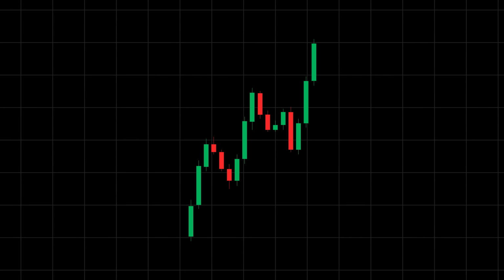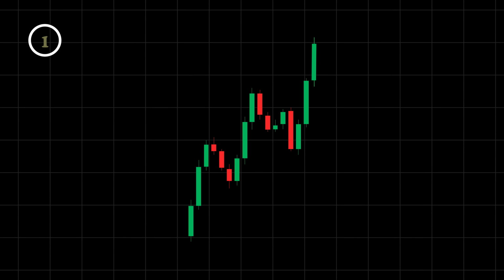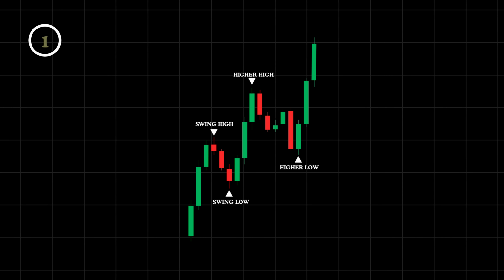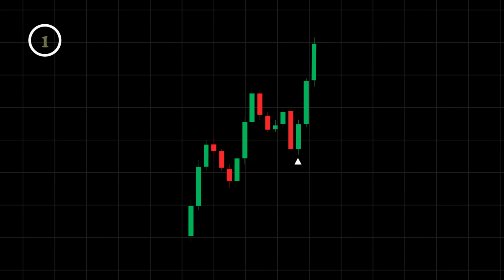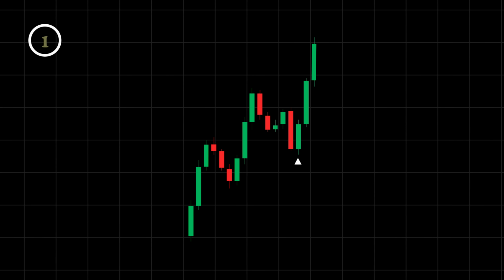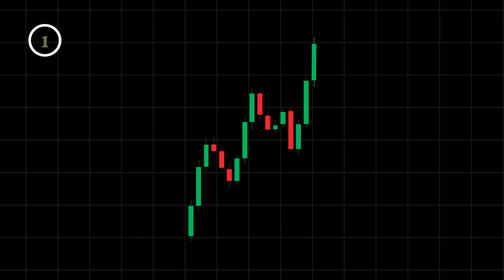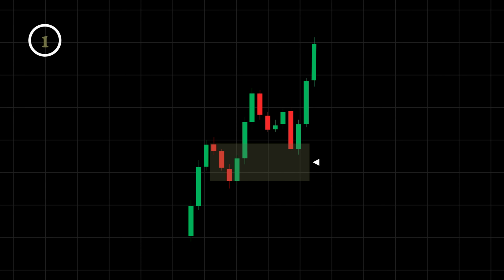So let's begin with step 1, which answers the question, what exactly are order blocks in trading? In this chart example, the first thing we can observe is that the market is following an upward trend. However, when we focus on this second leg of movement, you might ask, why did price decide to rally from this exact point? Looking to the left side of the chart gives us the answer. We can see a bullish order block, which served as a support zone, allowing price to push higher.